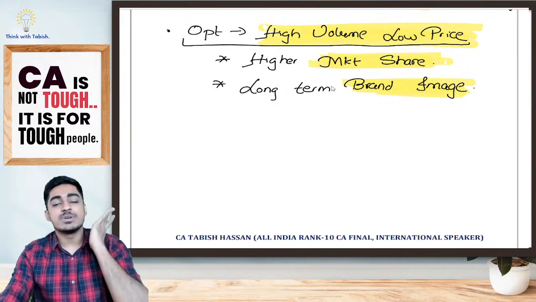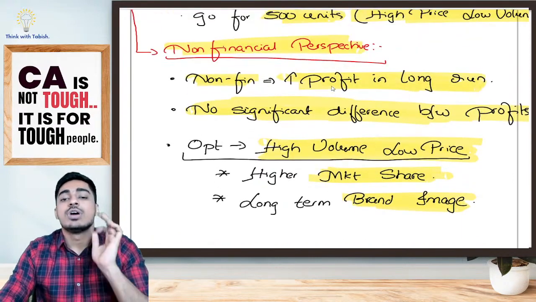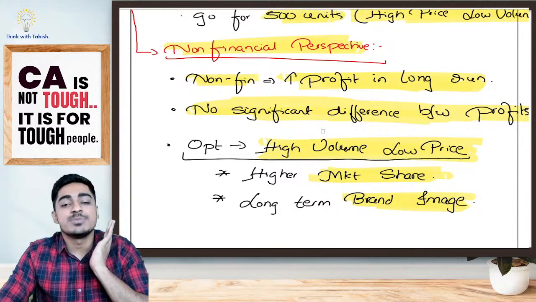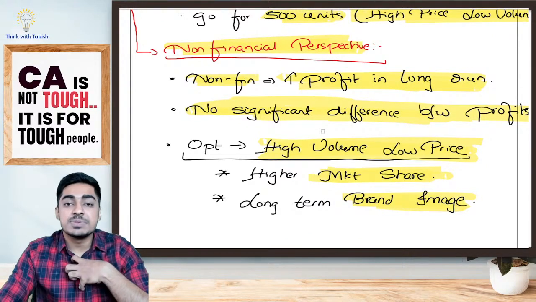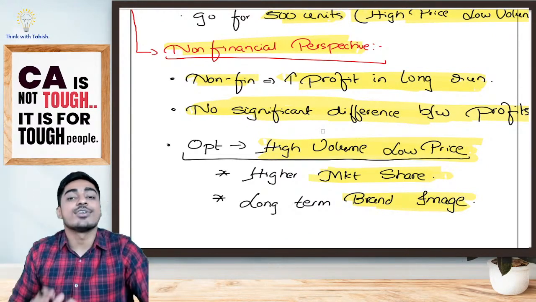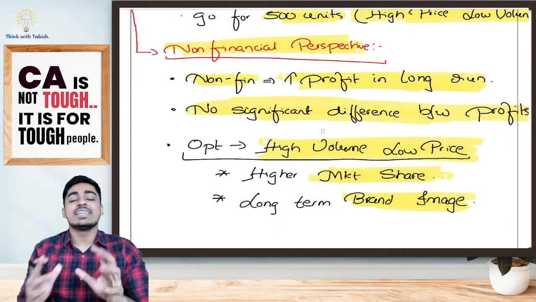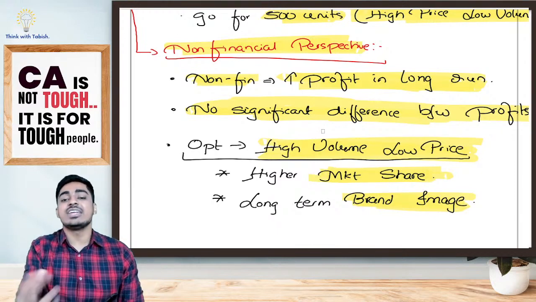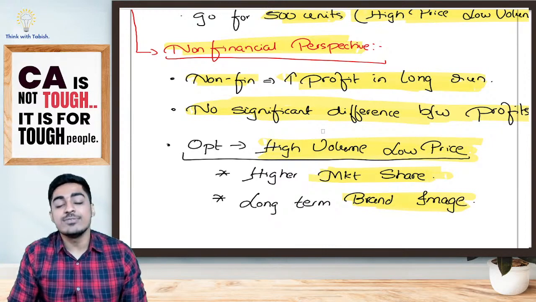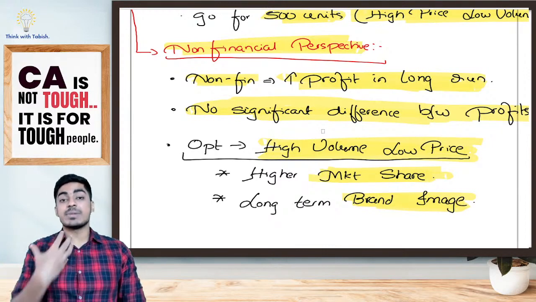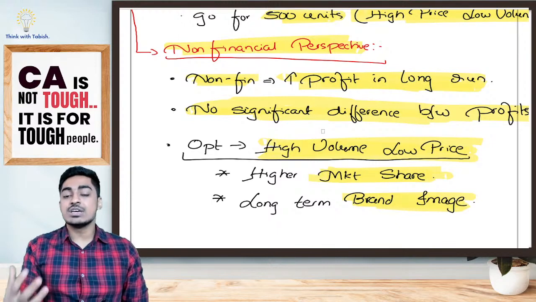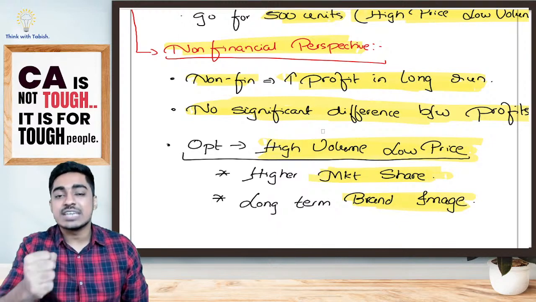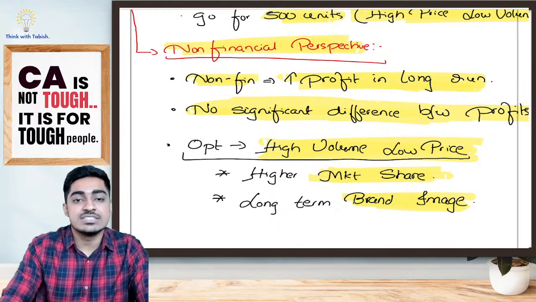Firstly, from a financial perspective, we'll tell yes, we should go for high price, low volume. But from a non-financial perspective, it is about thinking for the long term. For the long term, we'll tell there is not much difference in the profit. It is just approximately 2 lakh. Alternatively, we can go for high volume because we'll get a bigger market share, we'll be a bigger player, so we'll be in a position to establish our brand. This is what the answer has told.